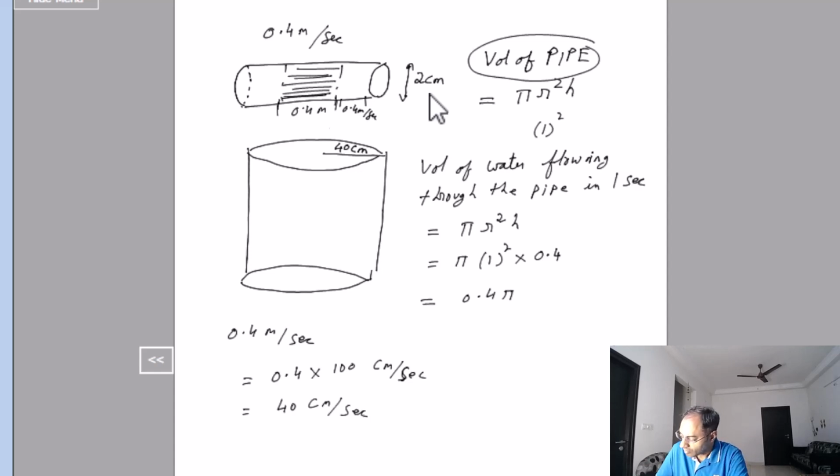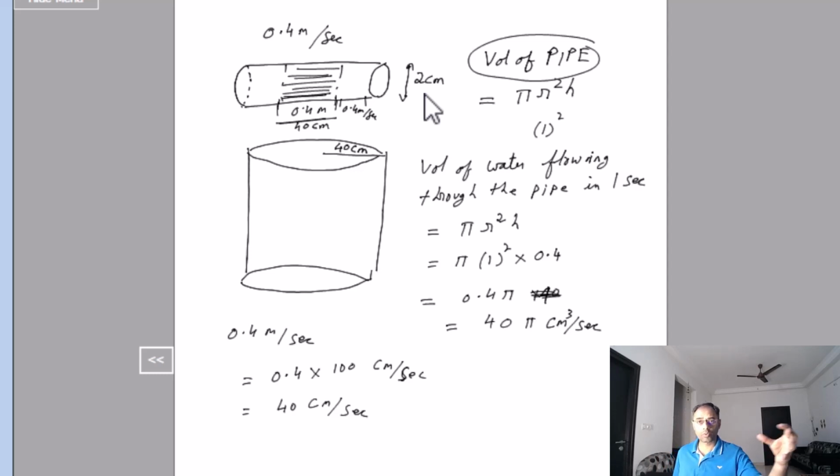which is 40 centimeters per second would be the rate at which it will be flowing. So this I have to multiply here by 40. I'm sorry, 0.4 pi becomes 40 pi centimeters per second. So centimeter cube per second. So this is the volume of water that passes through the pipe every second, 40 pi centimeter cube.